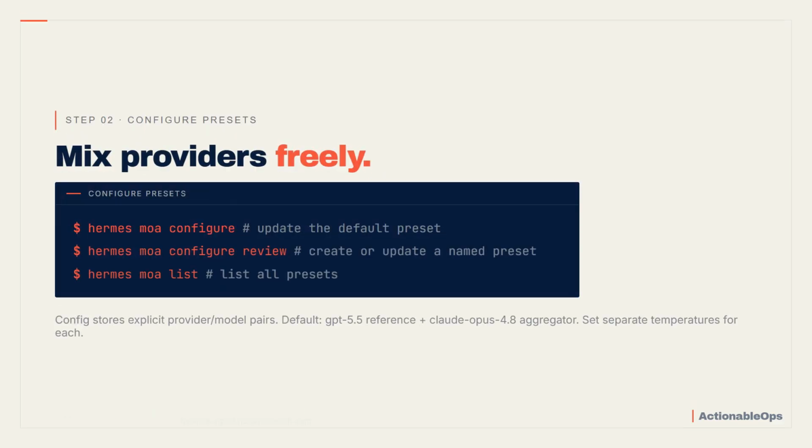You can configure presets from the dashboard, the desktop app, or the terminal. Use hermes moa configure to create or update a preset. The config stores explicit provider and model pairs, so you can mix providers freely. The default preset uses GPT-5.5 as a reference and Claude Opus 4.8 as the aggregator. You can set separate temperatures for references and the aggregator and cap the max tokens.